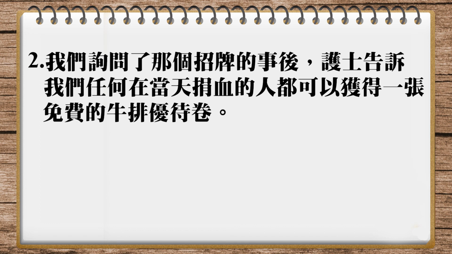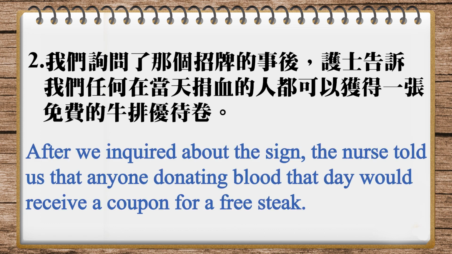Now let's look at the translation in our magazine. After we inquired about the sign, the nurse told us that anyone donating blood that day would receive a coupon for a free steak. This is also a very nice translation. They use a more formal word, inquired instead of asked, which is very nice. 好 inquire about 跟 ask about 是一样的。That is it for today.